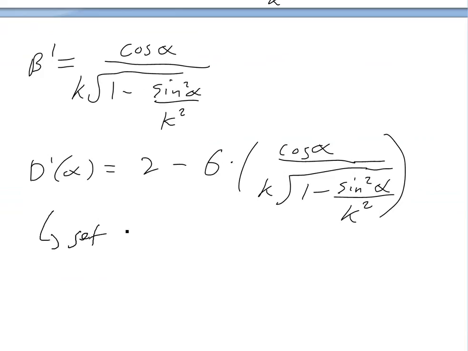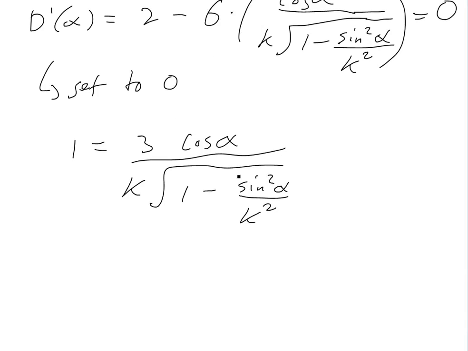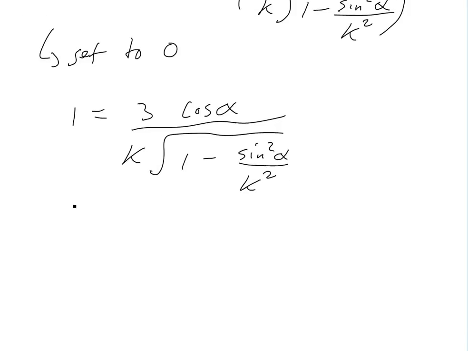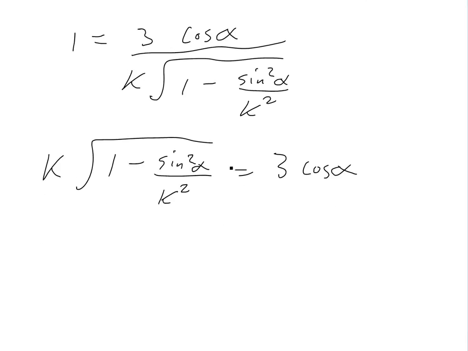So it's set to 0, so we get 0 is equal to, I'll just put a 0 over here. Then rearrange this one, put this over here and divide by 2. We get 1 is equal to 3 cos alpha over this. Then you could multiply out the bottom: multiply both sides by this denominator to get rid of this one. So we get this equals 3 cos alpha. Then again, squaring both sides to get rid of the square root.